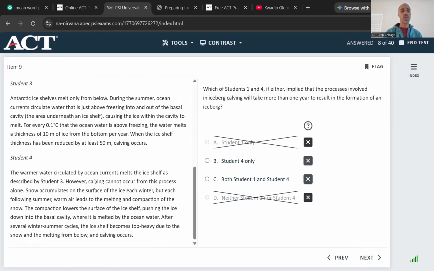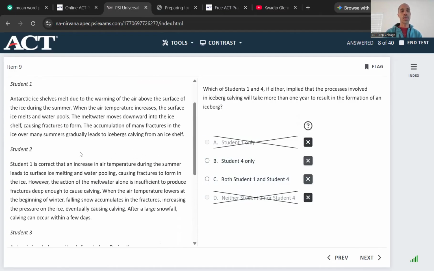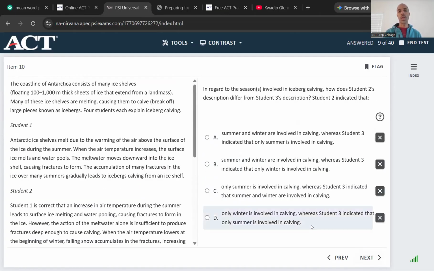So did student one say it would take longer than a year? I think it did. Let's look at time. We're looking for time. The accumulation of many fractures in the ice over many summers gradually leads to, so many summers is many years. That means one and four both indicate it will be more than 1 year.